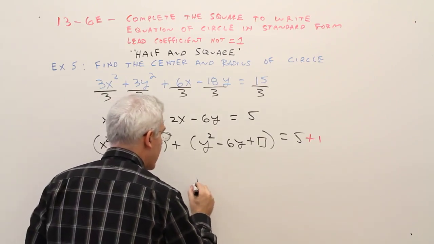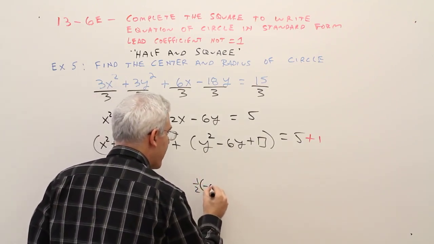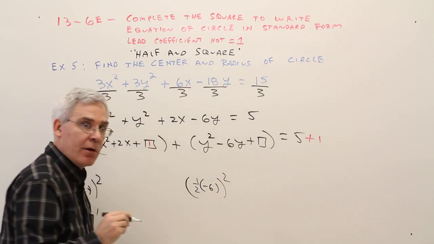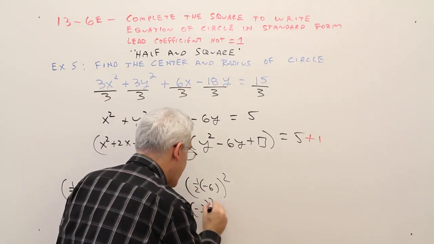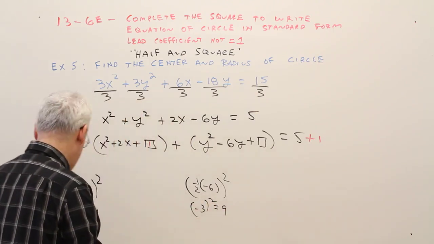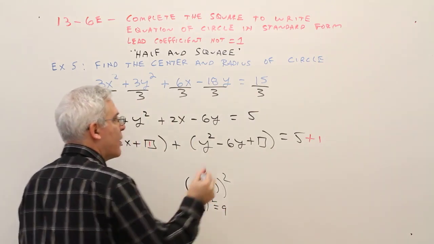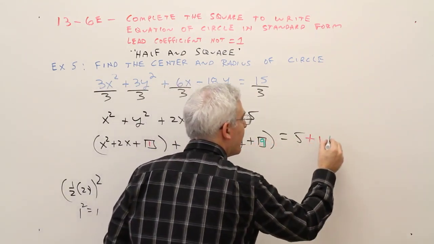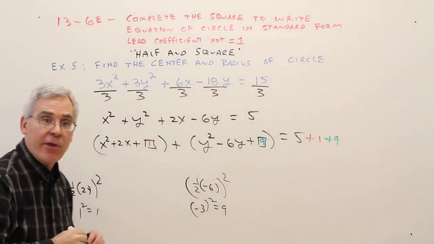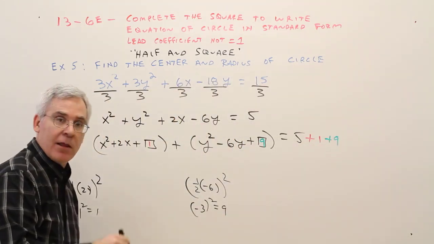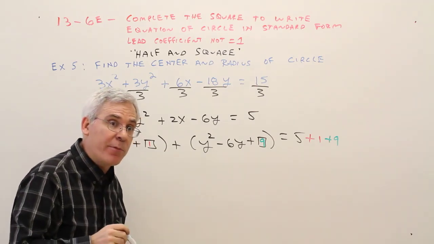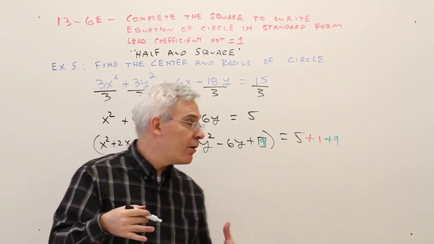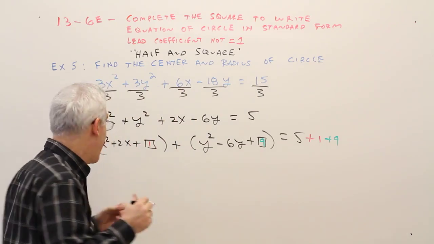Over here, 1/2 times negative 6 squared. 1/2 of negative 6 is negative 3. Negative 3 squared equals 9. So I'll put a 9 there, and I'll put a 9 there. All right, now all I'm going to do is make each of these perfect square trinomials, that's why we call it completing the square, into a square of a binomial.